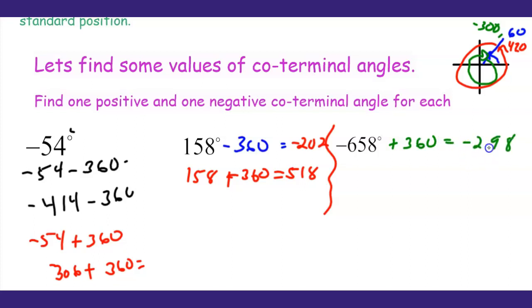It's still negative. That's a negative coterminal angle. But if I took negative 298 and added 360 to that, I'd end up with 62 degrees. So both of those are coterminal to negative 658. Those are coterminal to that. One positive, one negative.